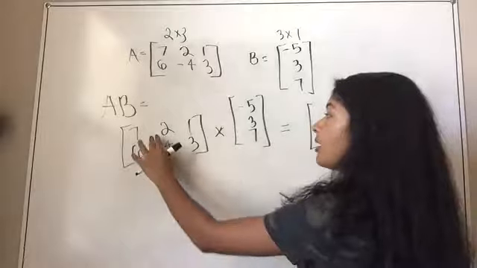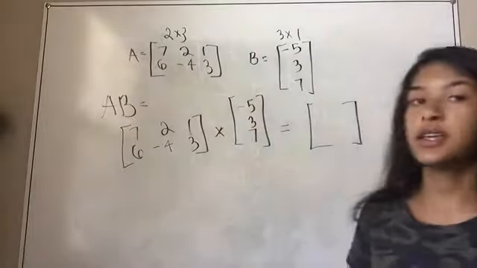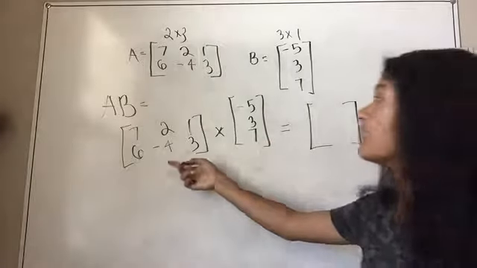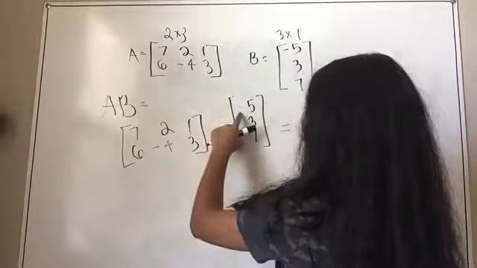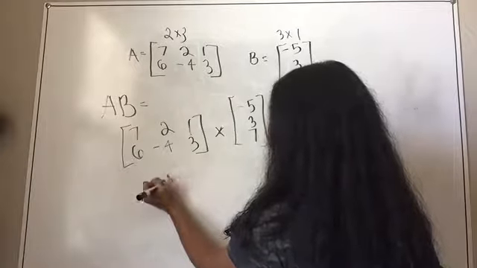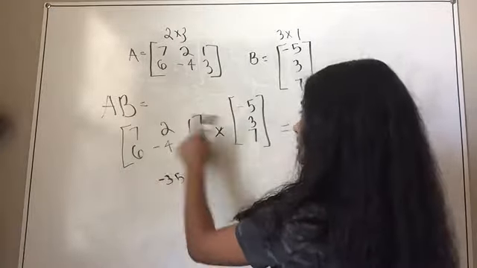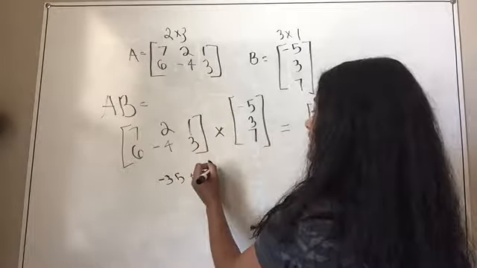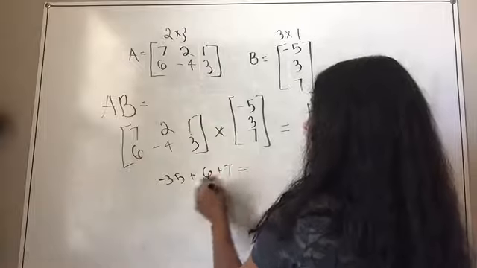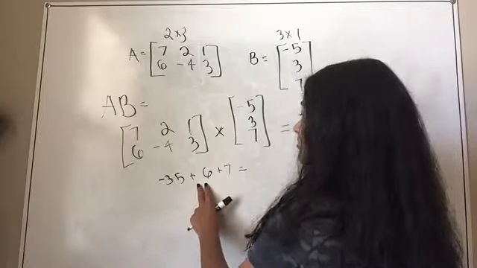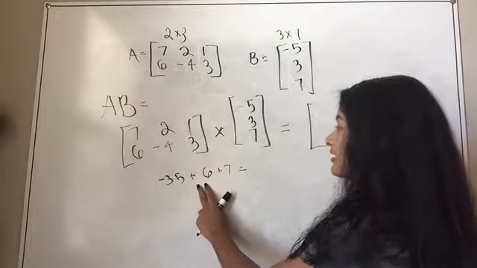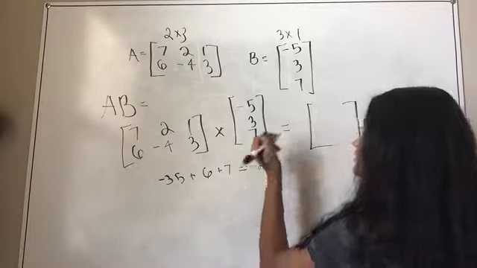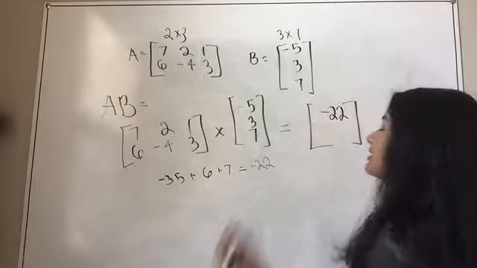So we're doing the top row and the first column. Here there is only 1 column, so we're going to use this column for both of the rows. So 7 times negative 5 is negative 35, plus 2 times 3 is 6, plus 1 times 7 is 7. Negative 35 plus 6 is negative 29, plus 7, negative 22. So you have negative 22 up here.